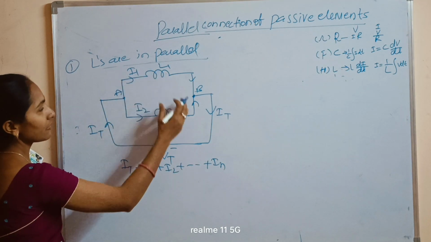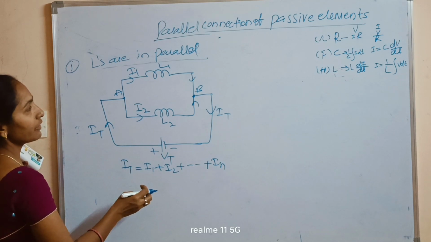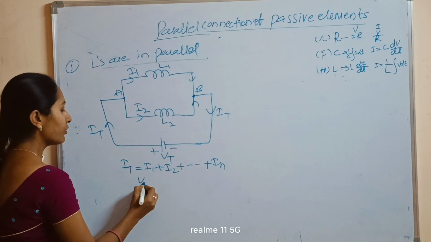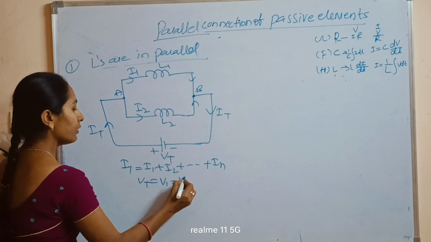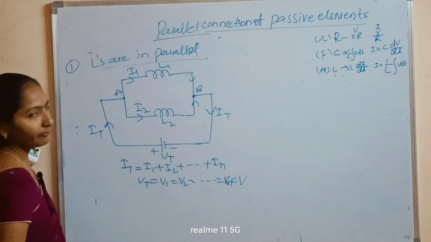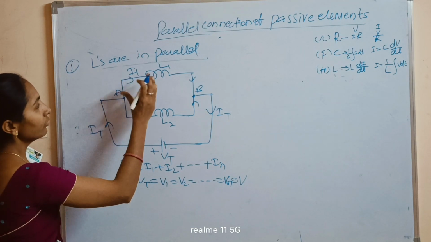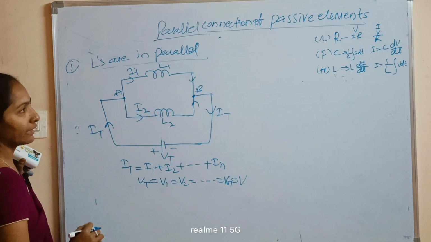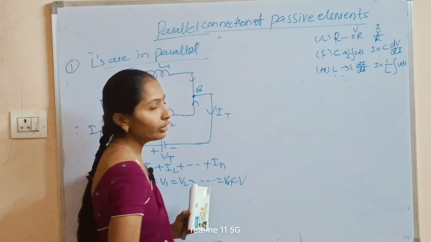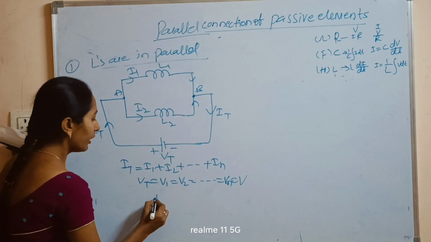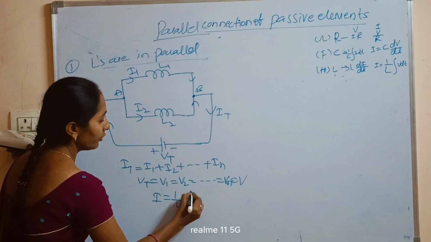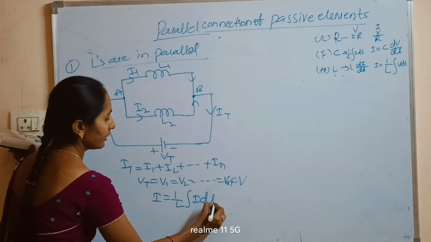Coming to voltage, voltage is the same. Why? Because the potential difference across L1, L2, L3 is the same. So V total equals V1 equals V2 equals so on, Vn equals V only. Now, coming to the current flowing through the inductor. How much current is flowing through an inductor? 1 by L into the integral of V dt. So the current expression in an inductor is I equals 1 by L into the integral of V dt.